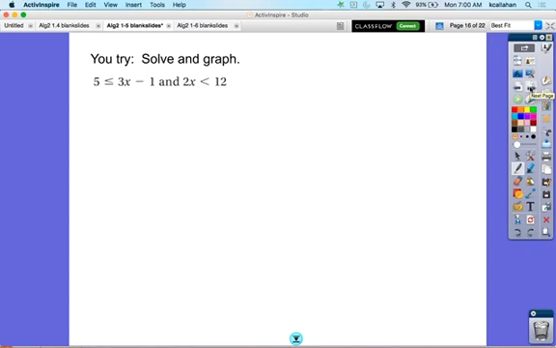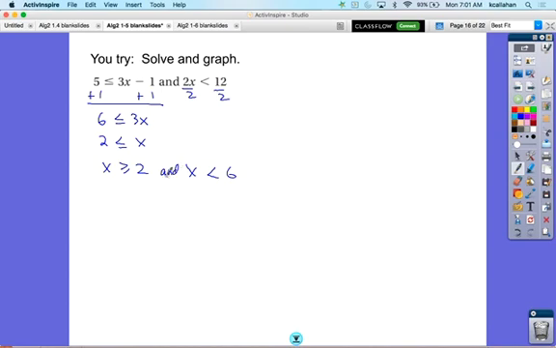Okay, let's try our U-try compound AND. Add 1. Divide by 3. Divide by 2. Okay. That is your solution.